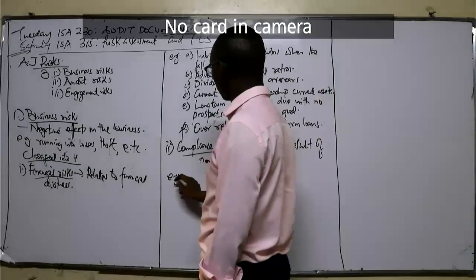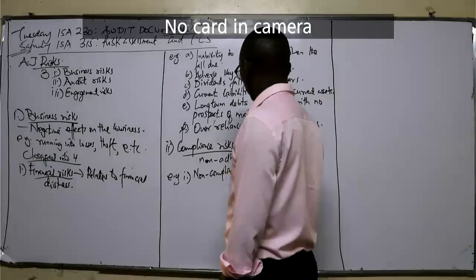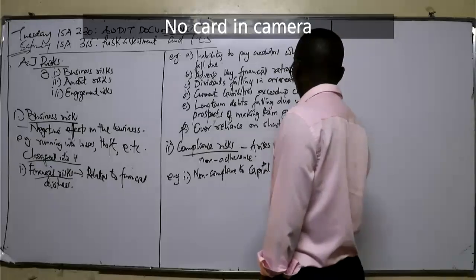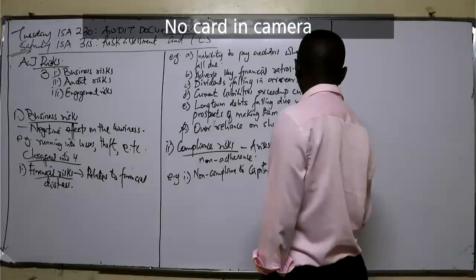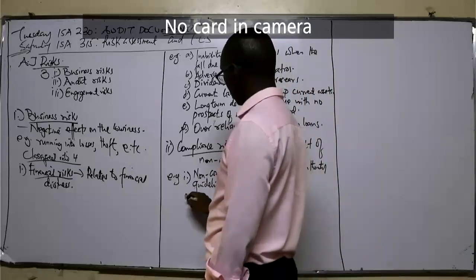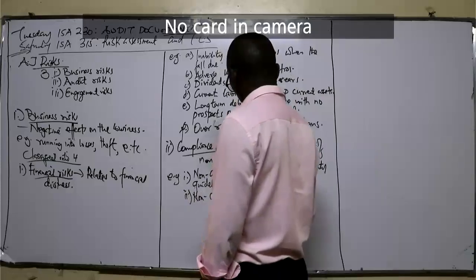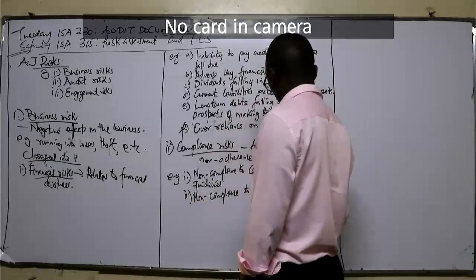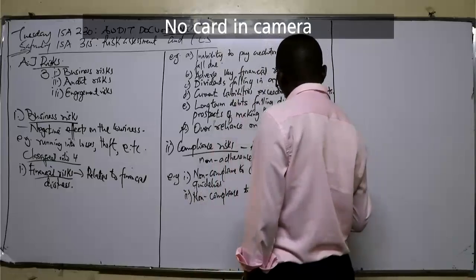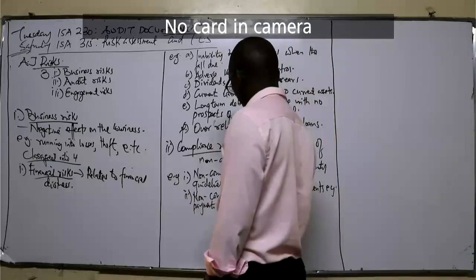So you can give examples, e.g., number one, non-compliance to Capital Markets Authority guidelines. Number two, non-compliance to statutory requirements, e.g., payment of taxes.